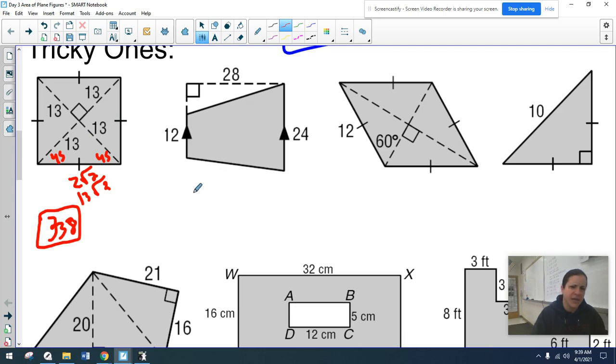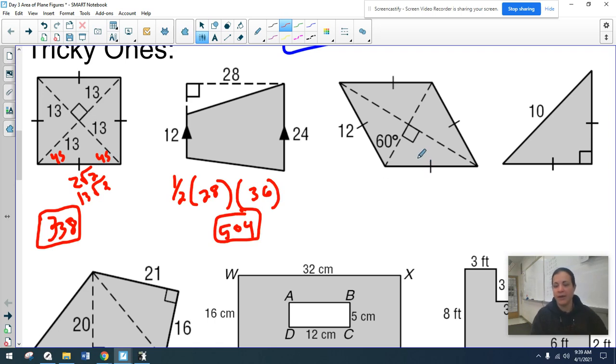Okay, this one's not so tricky, but I just wanted to point out to you that this is a trapezoid. If you have one set of parallel sides in a quadrilateral, you have a trapezoid. In this case, you'd be doing the 1/2, the height, look for the 90-degree angle. I know that height usually is bottom to top, but in this case, the bases are here, so the height is this one. So I've got 1/2 times the height times the sum of the bases, which would give me 36. So 28 times 36 divided by 2 is 504 units squared.